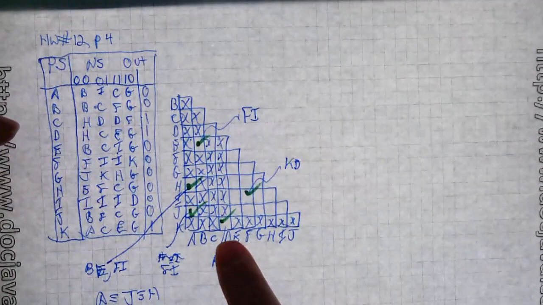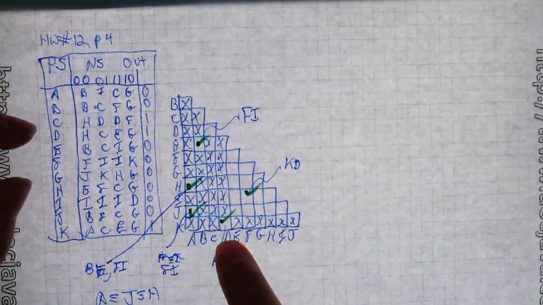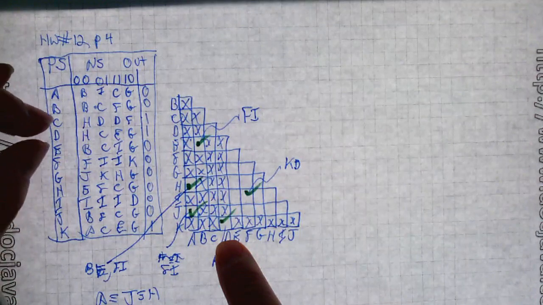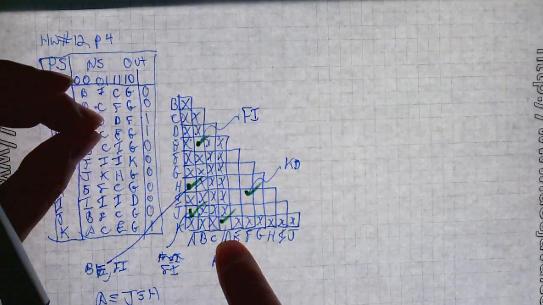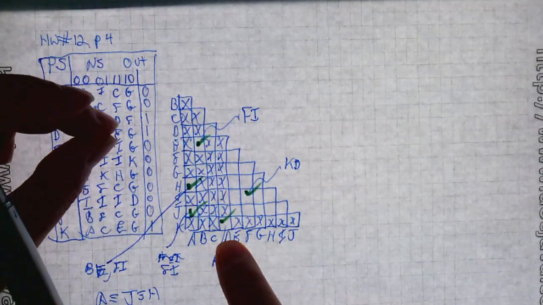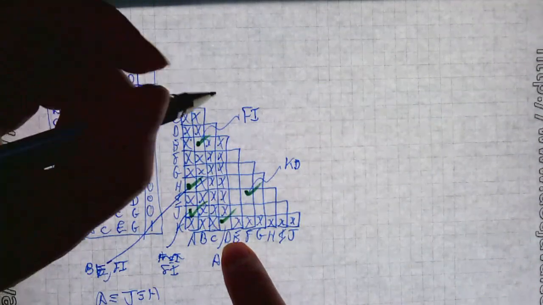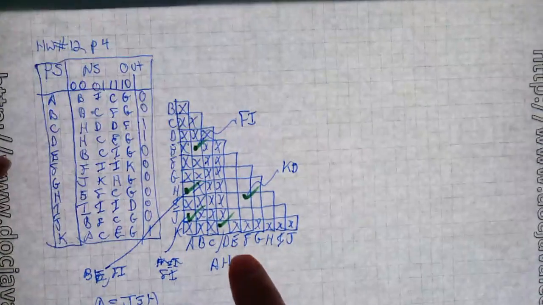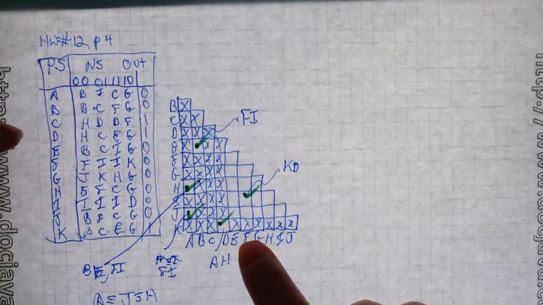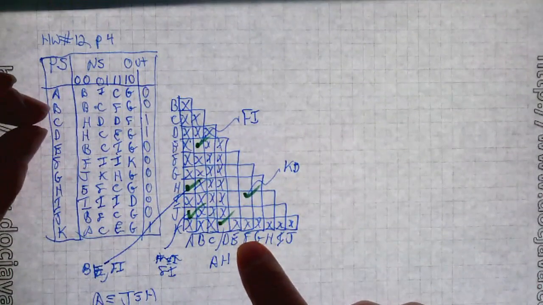And now C and D. C and D, CD, DE. Oh, that gets an X. How am I doing on time here? Oh, okay, I got part of a minute.